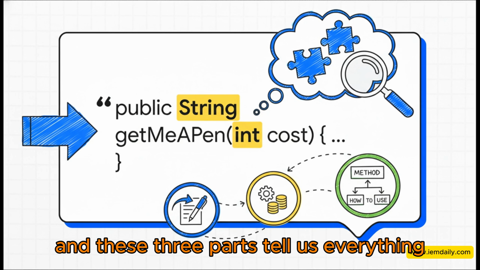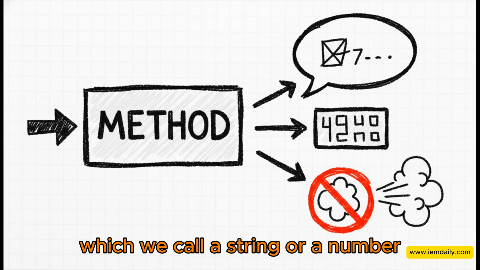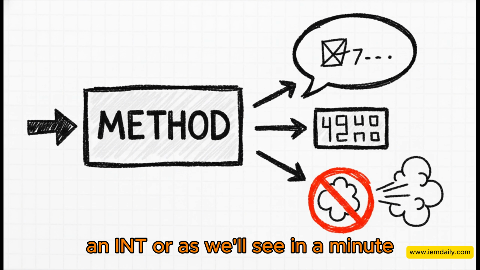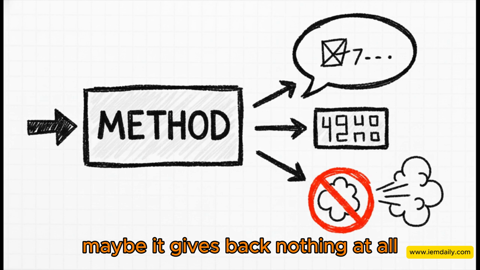First up, we have the return type. This piece tells us what kind of information the method is going to give back to us when it's done its job. Is it going to give us some text, which we call a string, or a number, an int, or as we'll see in a minute, maybe it gives back nothing at all.